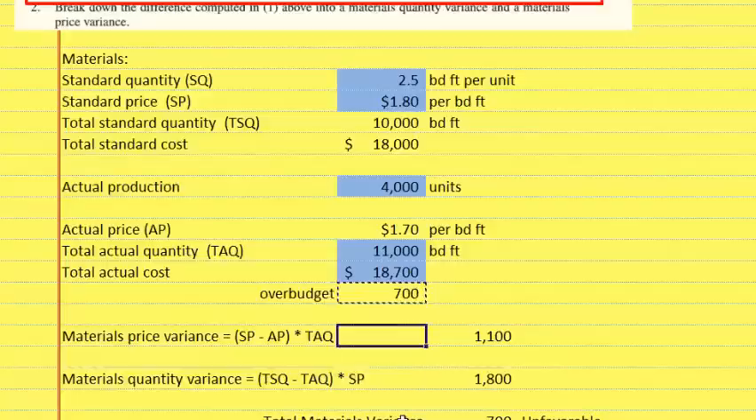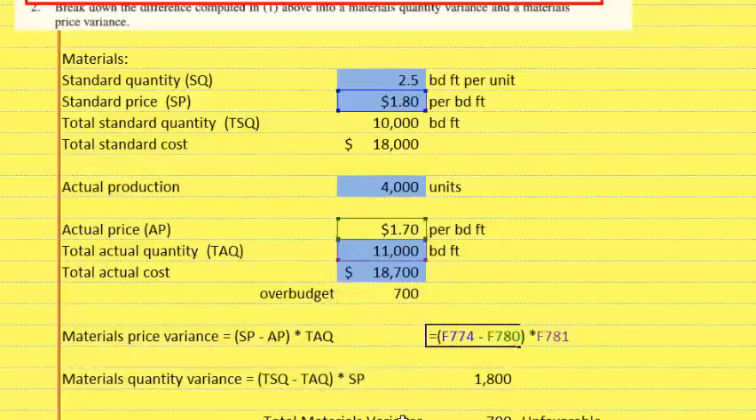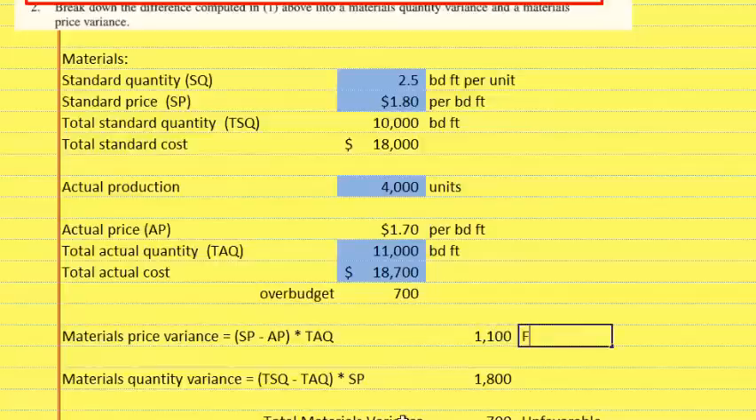Now let's take a look at the variances. So the materials price variance says standard price minus actual price. We've already looked at that 10-cent difference times 11,000 board feet. So that's 1,100, and that is a favorable materials price variance of $1,100.